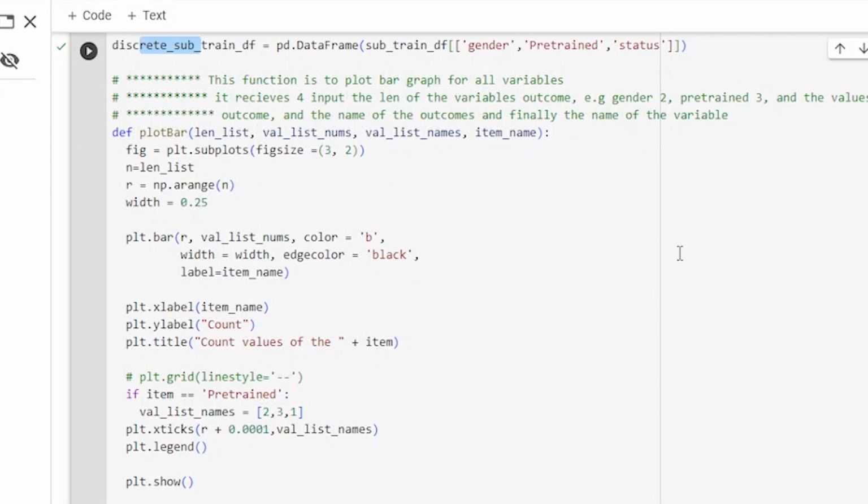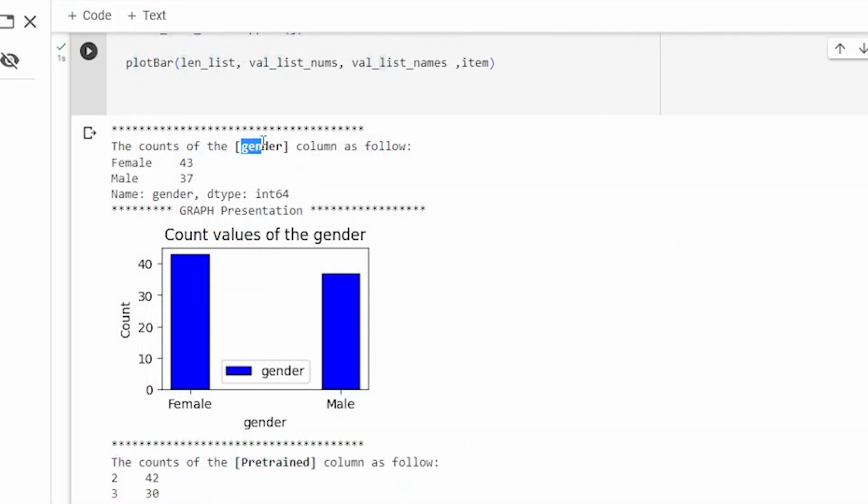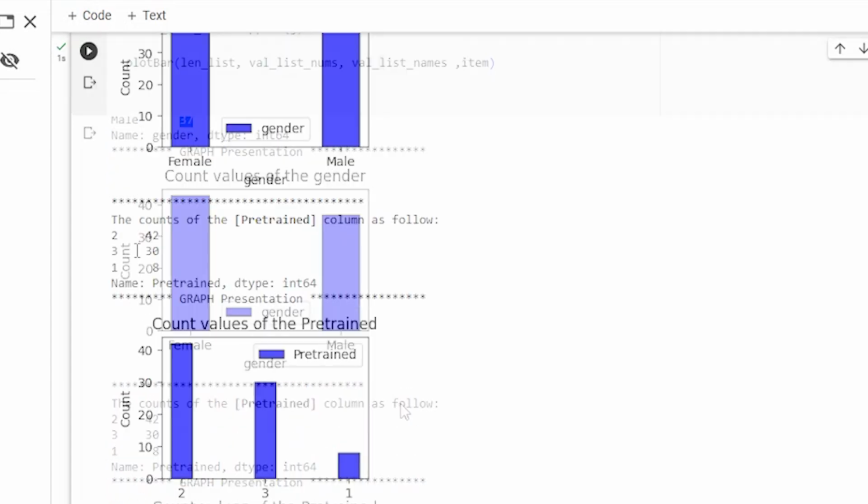I would like to study the distribution of the data set just by looking at the graph, extract some information, and then start to ask a question. For example, here the gender. We've got male and female. The female count happens to be 43 and the male 37 out of 80. And this is a graphical way of looking at the same exact distribution. So we have female 43 and male 37.